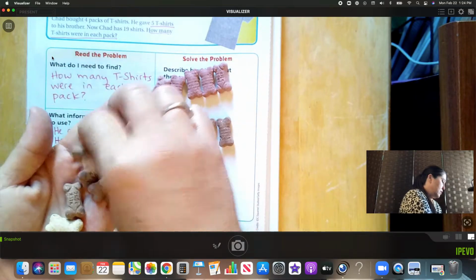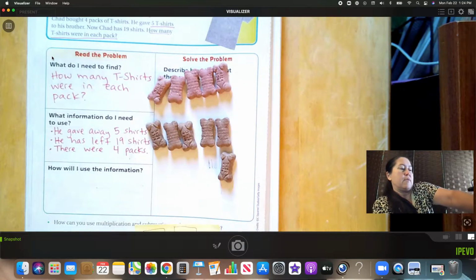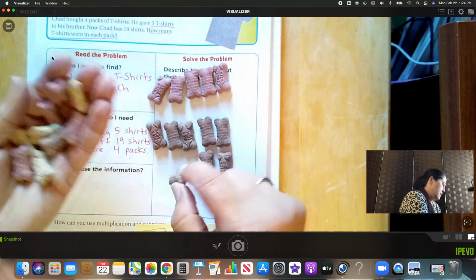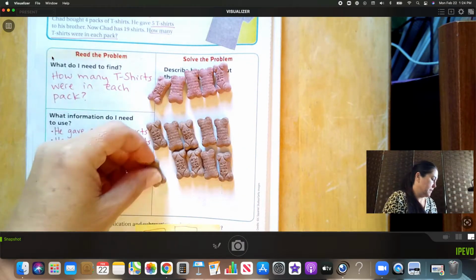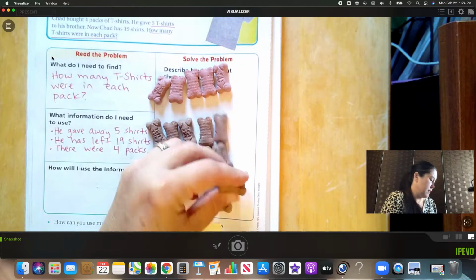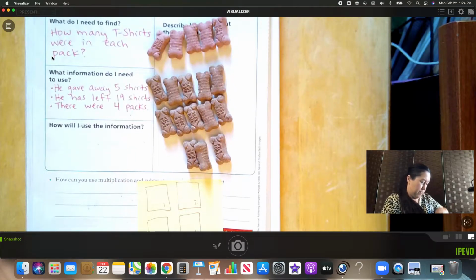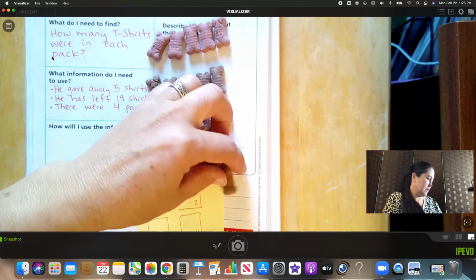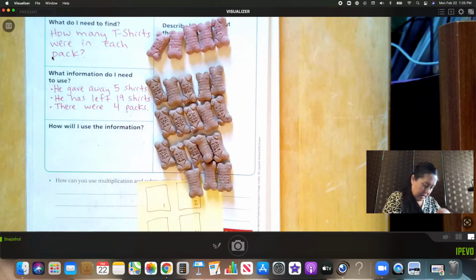1, 2, 3, 4, 5, 6. I may have to mix up the colors of my dog bones. 7, 8, 9, 10, 11, 12, 13, 14, 15, 16, almost there, 17, 18, and 19. Okay, let's double check.